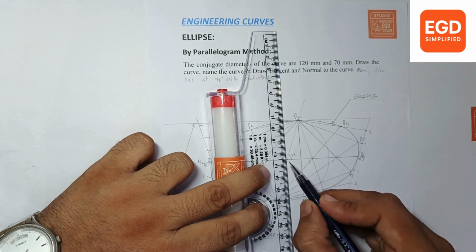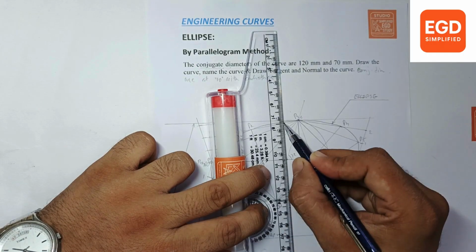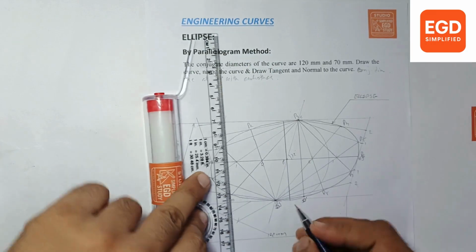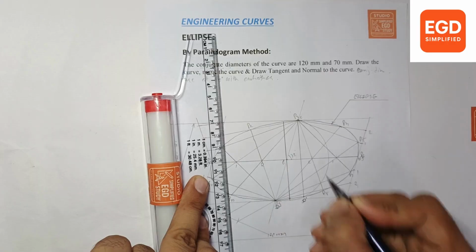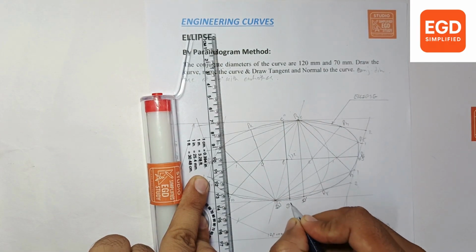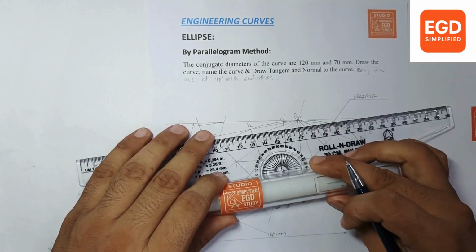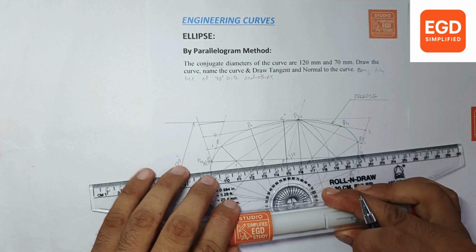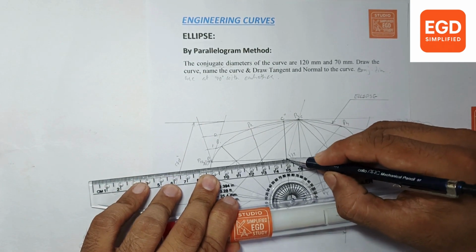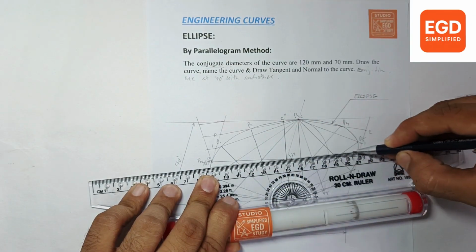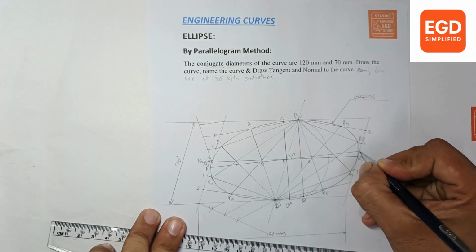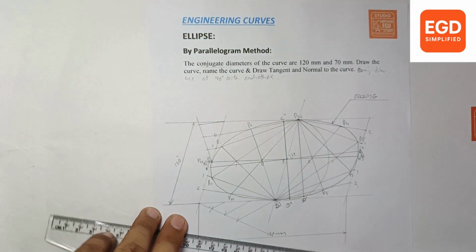Draw parallel line from O point. This end point of curve, this will give you C double dash, D double dash minor diameter, and perpendicular line to that from O point. This will give you major diameter A double dash, B double dash.